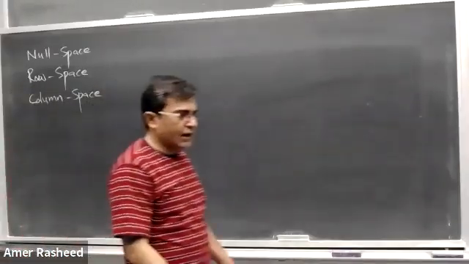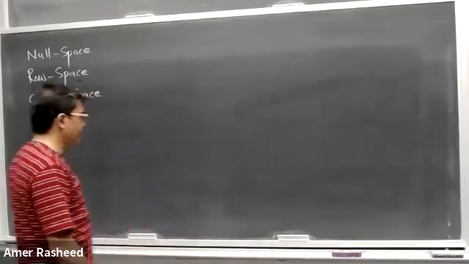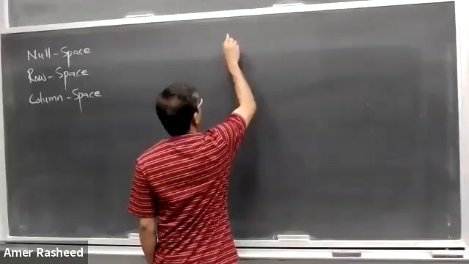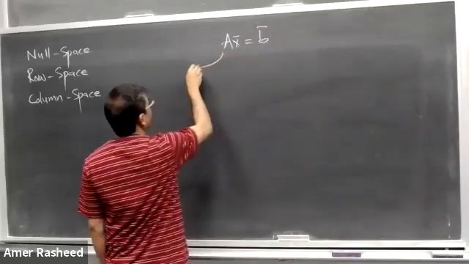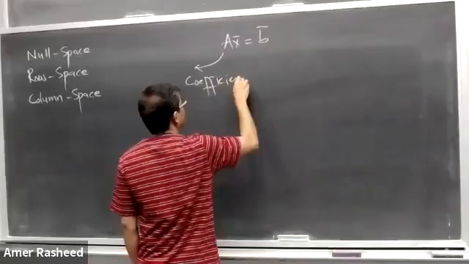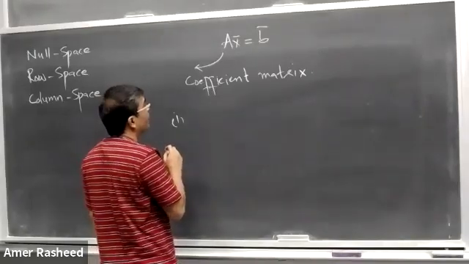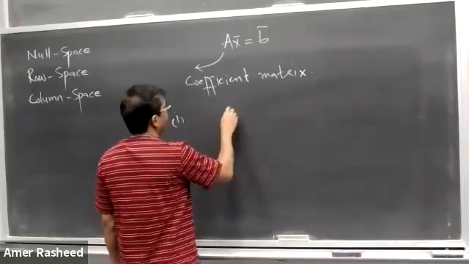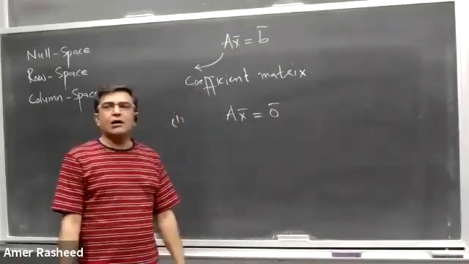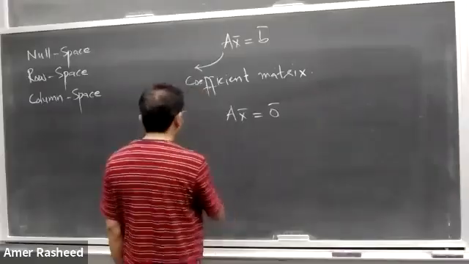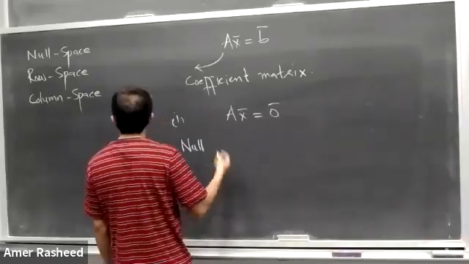In fact, these spaces are related to the matrices, particularly the coefficient matrix of the linear systems. For example, if we have any linear system AX = B, then for this coefficient matrix we need to discuss the spaces related to the solutions of this linear system. If we convert this non-homogeneous linear system into a homogeneous linear system, then AX = 0. The set of all solutions of this homogeneous linear system is basically called the null space of this matrix, the coefficient matrix.